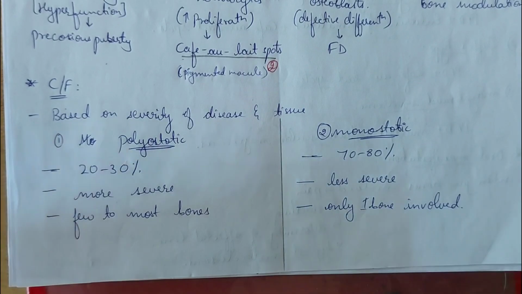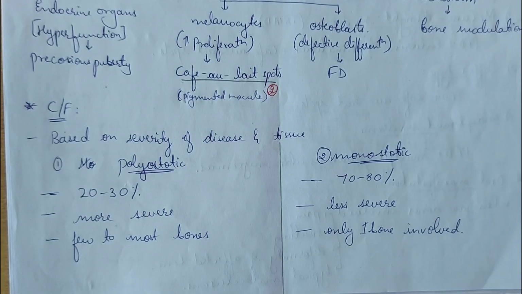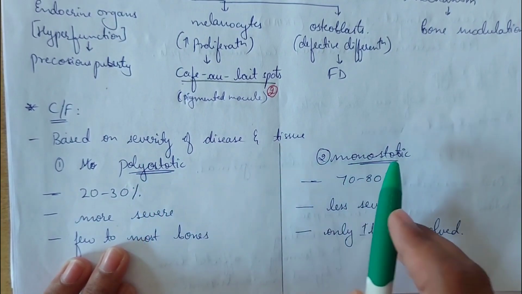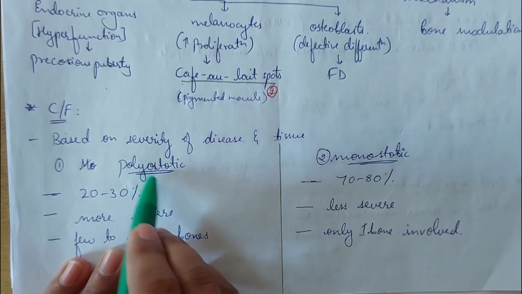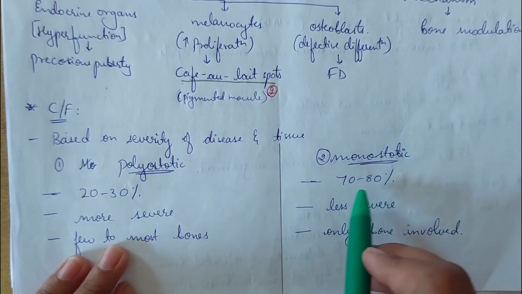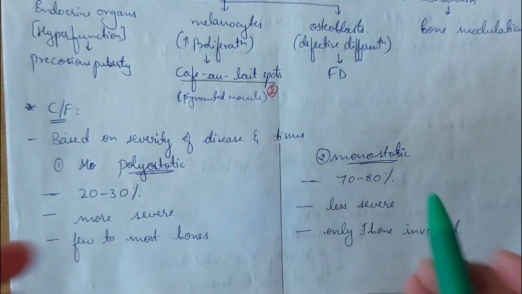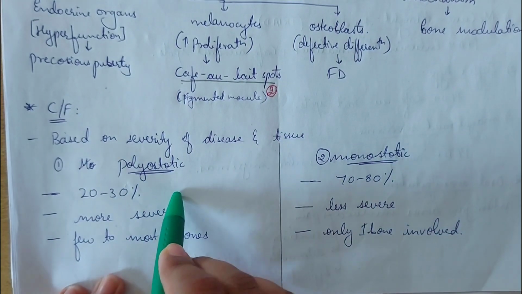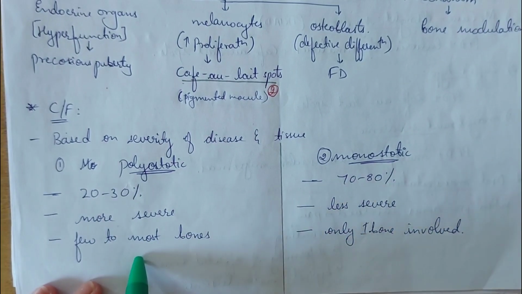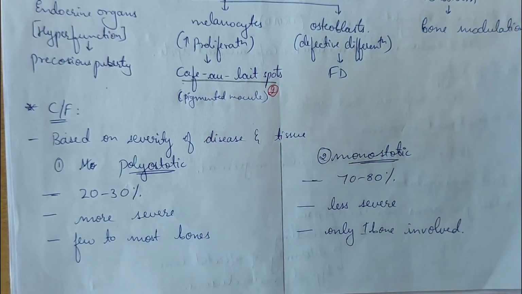Moving on to the clinical features, there are two types, polyostotic and monoostotic, based on the severity of disease and the tissue. As the name tells, polyostotic affects many bones, and monoostotic affects a single bone. Polyostotic is seen in 20 to 30% of cases, which is rare, but monoostotic is seen in 70 to 80%, which is more common. Polyostotic is more severe, whereas monoostotic is less severe.